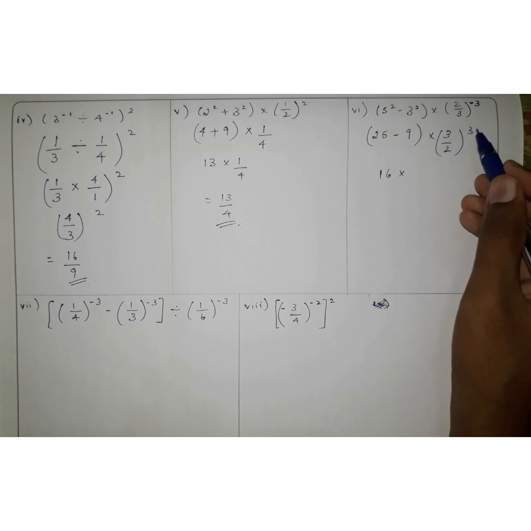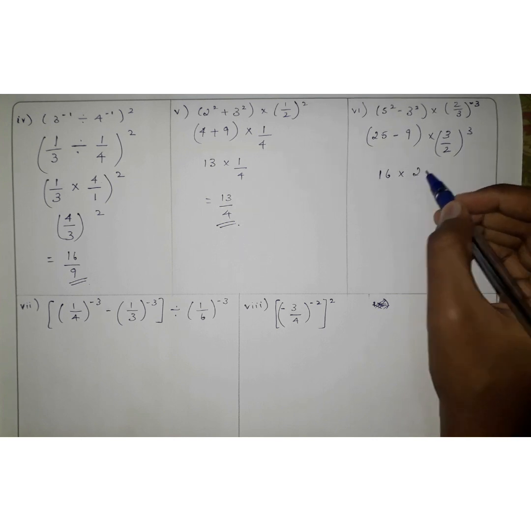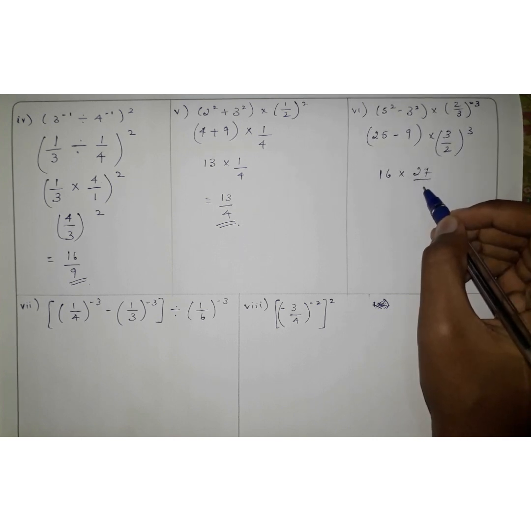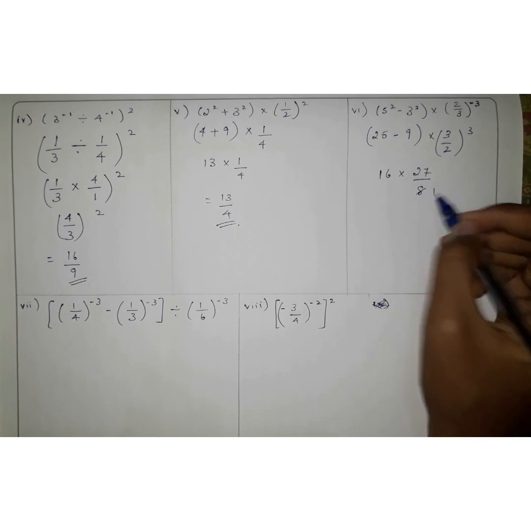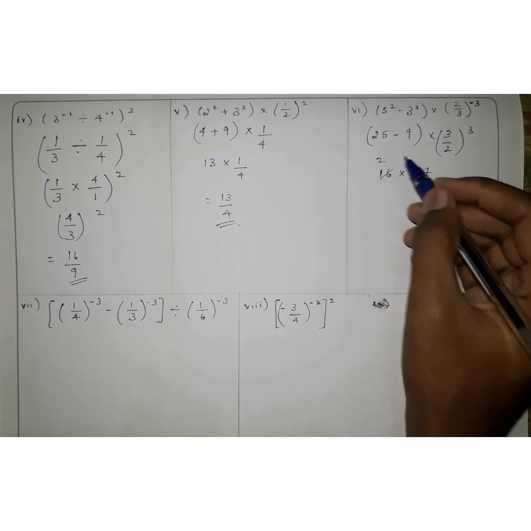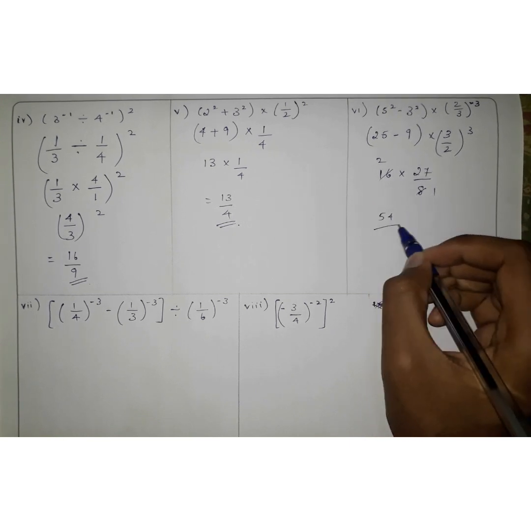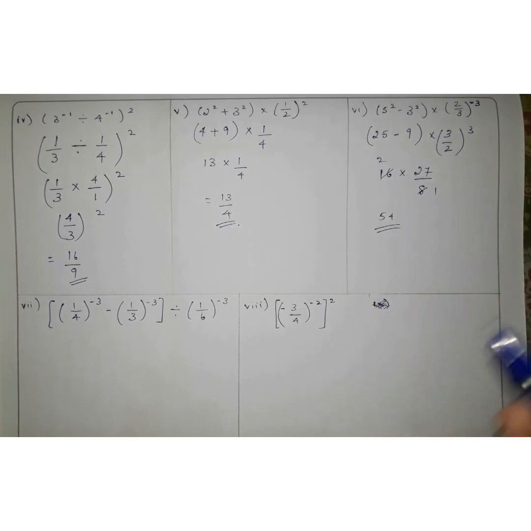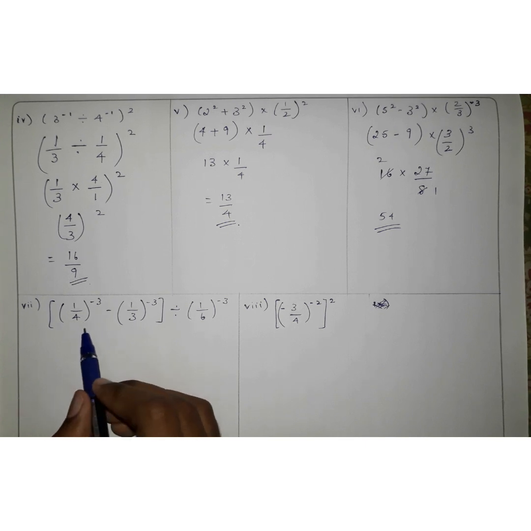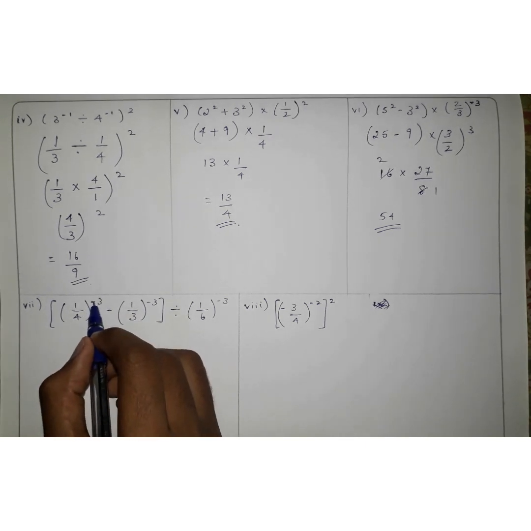3 cube divided by 2 cube. So 3 cube is nothing but 27, 2 cube is nothing but 8. So 8 ones are 8, 8 twos are 16. So 27 into 2 is 54. So that's your answer.